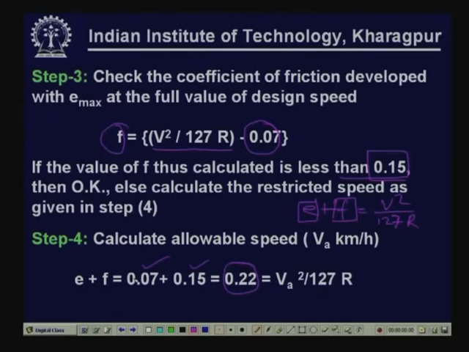Then the only possibility is either to reduce this V, limit the speed or put a restriction on the speed, or have a better value of R, a larger radius or a flatter curve. So, one of these two things is to be taken up. Either provide a larger radius or calculate the restricted speed. If we calculate the restricted speed, then for the given R, the value of V, the allowable speed, can be calculated from this basic equation.